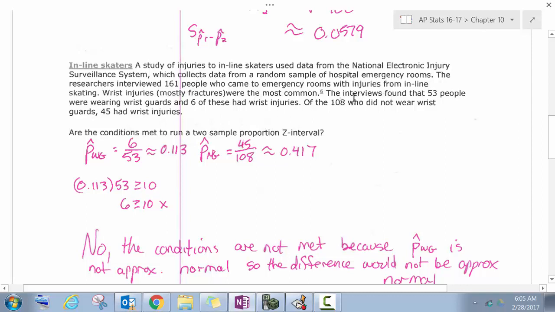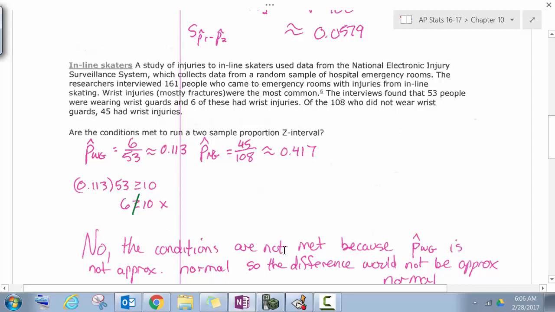Well, it said that it was random. Interviewed 161 people. It says random somewhere. Random sample right here. So it is random. So let's check our normality stuff first. 6 over 53 is 0.113, times 53 gets us back to 6. Right there, 6 is not bigger than 10. We don't have to go any farther.